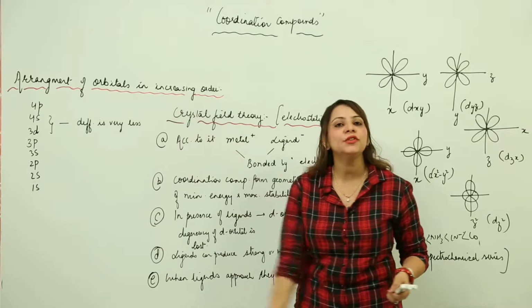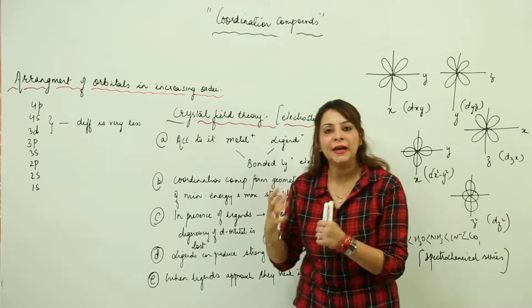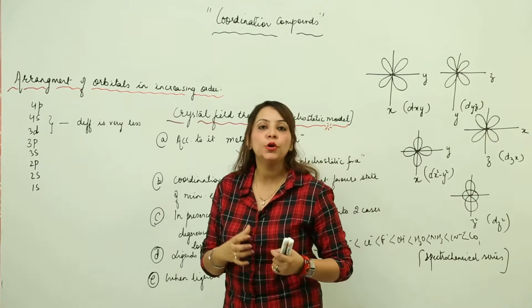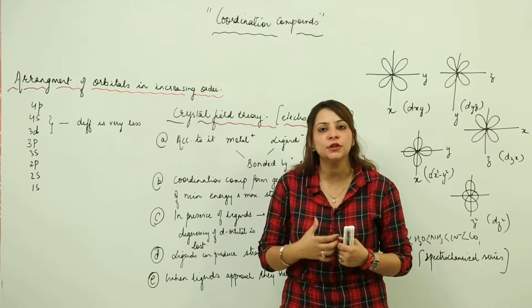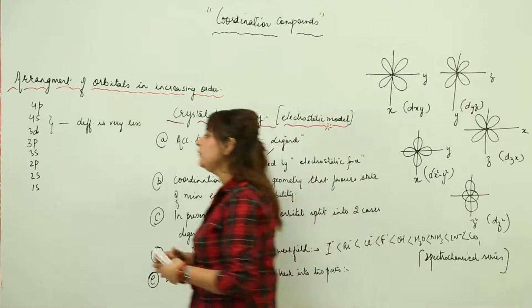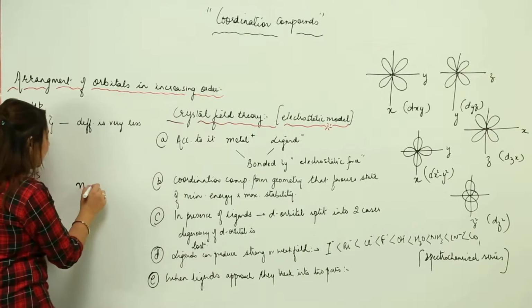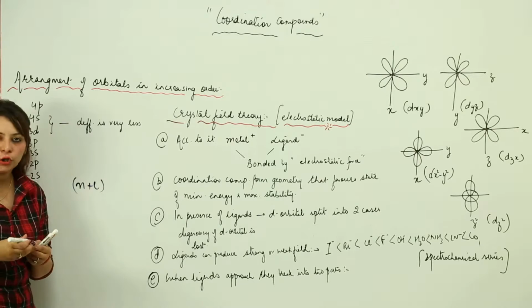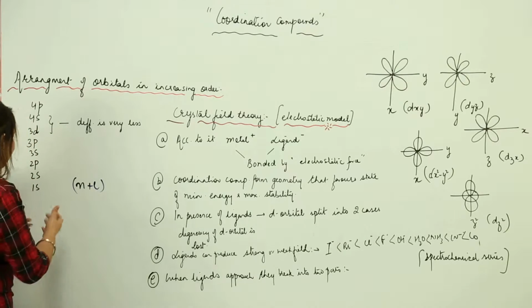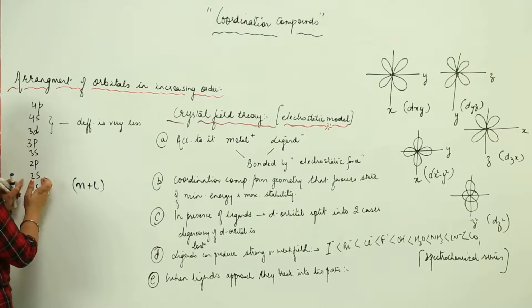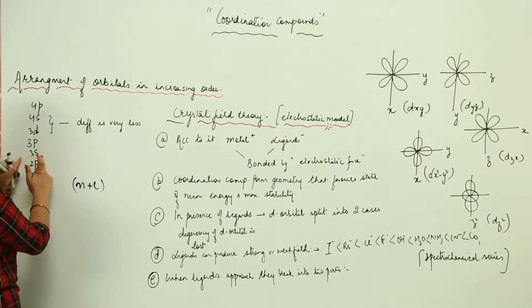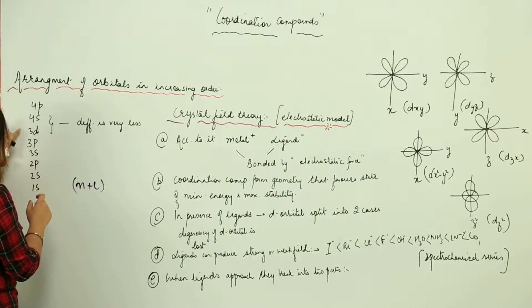Before we start with crystal field theory, I just want to remind you that according to the Bohr-Bury rule, we divided the different orbitals in order of increasing energies. There we took the sum of n plus l, and arranged the orbitals in order of increasing energies. That is, 1s has a smaller energy, 2s is greater than 1s, 2p is greater than 2s, 3s is greater than 2p, 3p is greater than 3s.